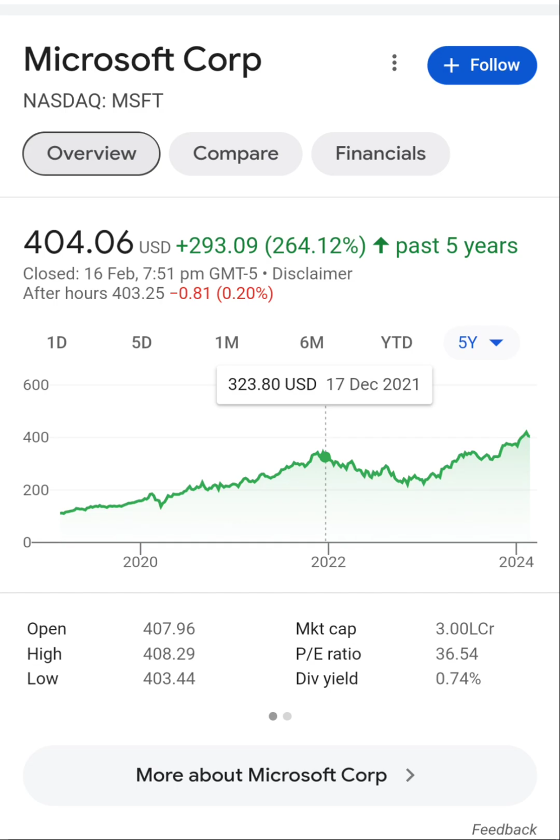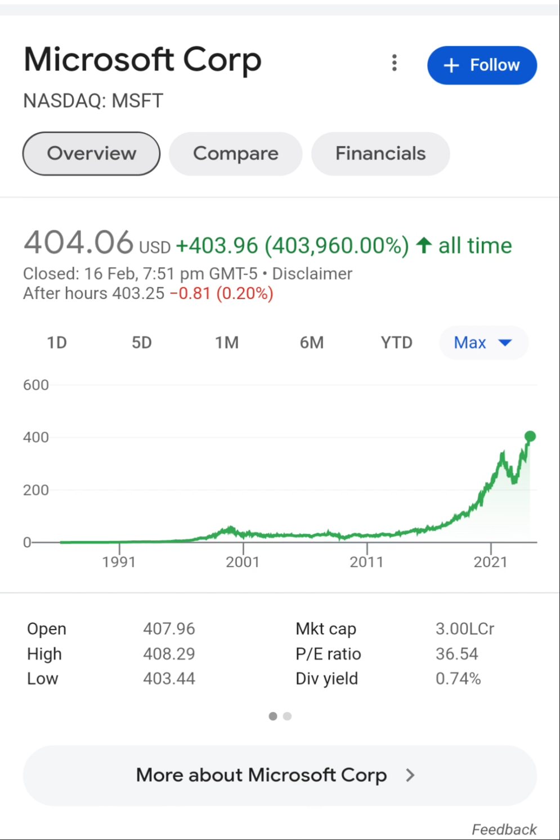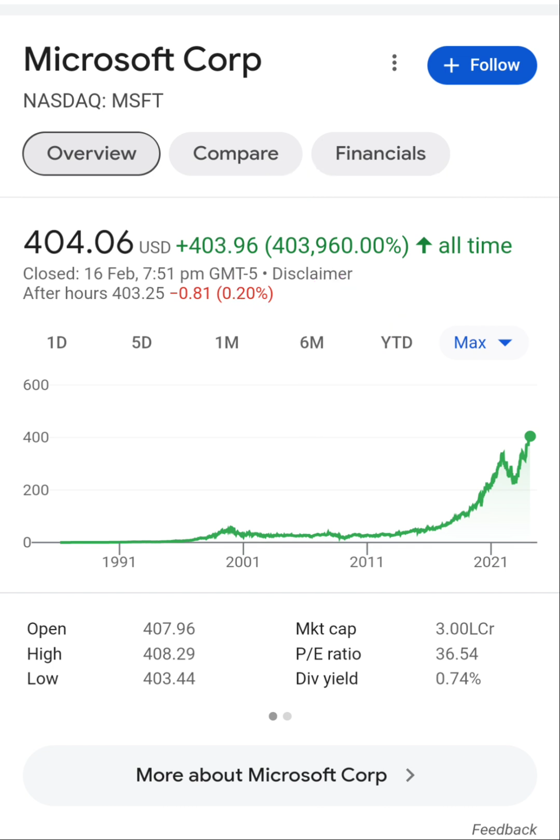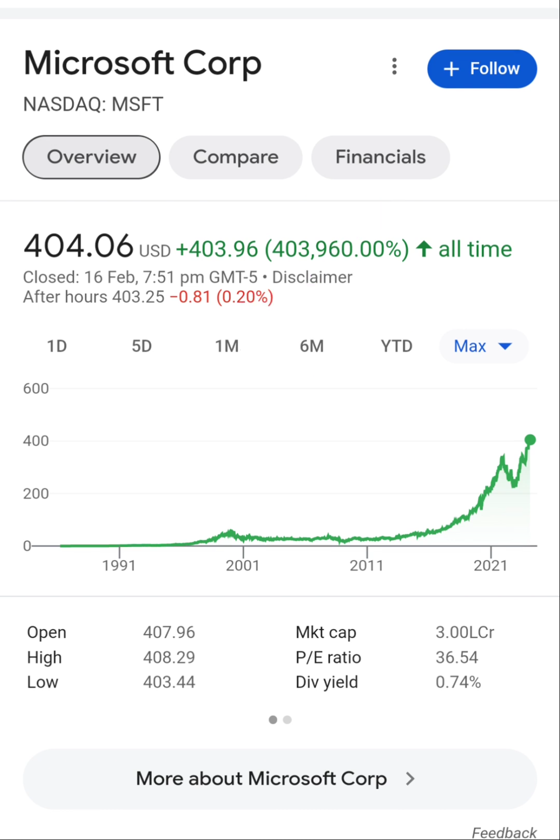Now let us discuss how it performed in the last decade. If you see this graph, you will see that this stock has performed so well that it has given a return of around 403,960%. What a return it was! It multiplied the money by almost 4039 times. So it has given a very good return if someone invested around its IPO price. Its IPO listing price was around 0.10 USD.